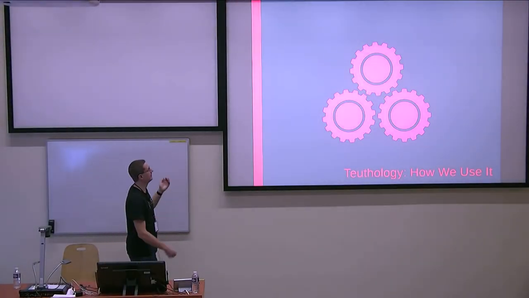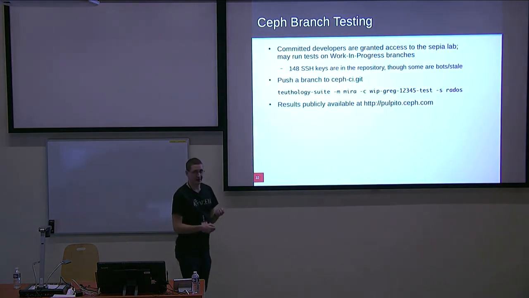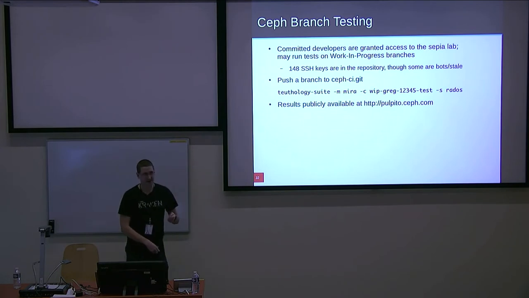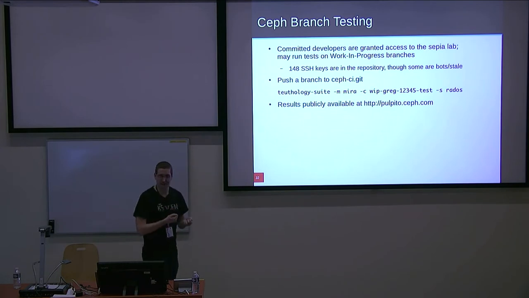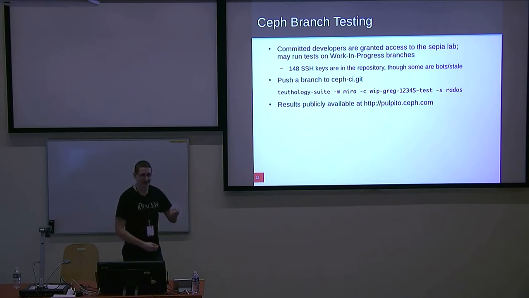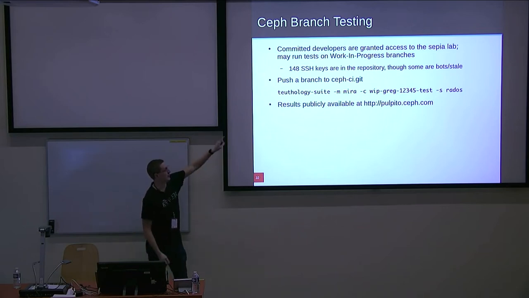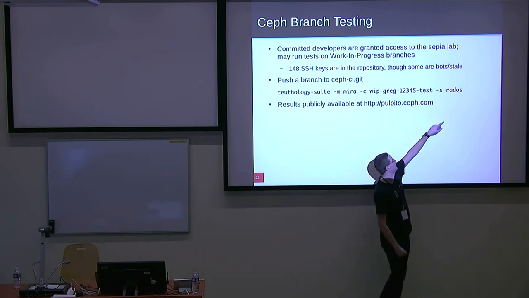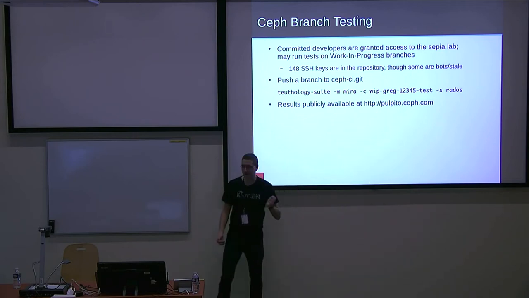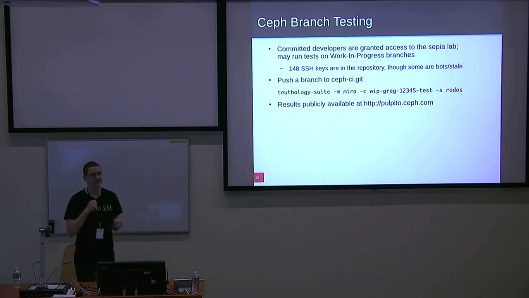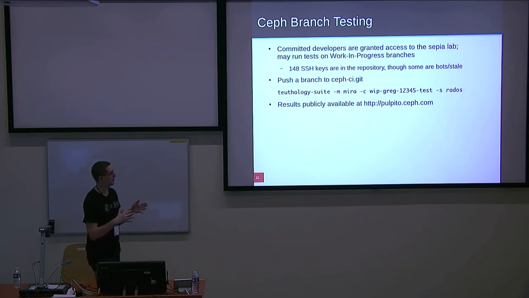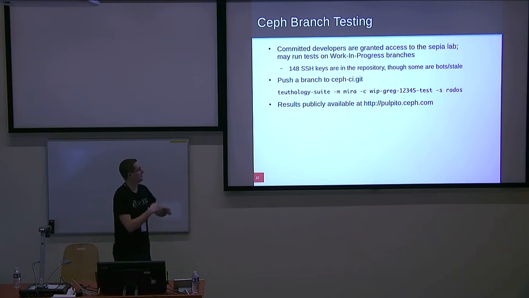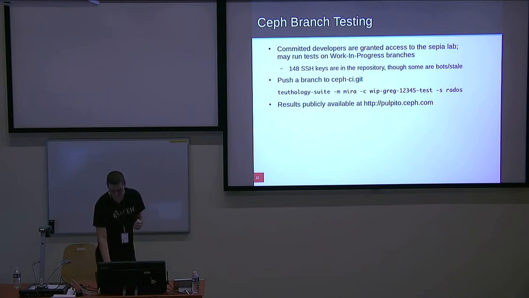So here's how we use it. First of all, developers are granted access to the lab, so they can run tests on work-in-progress branches as they're building up new features. We can push a branch to a special cephci.git repository on GitHub, and it gets automatically turned into Ceph packages. Then we invoke the teuthology suite command, saying, all right, I want to run on this set of machines the Rados suite against my branch Greg 12345 test. That sends off all the jobs in the Rados suite into Beanstalk, and it churns through them, and the results get posted publicly at pulpito.ceph.com, which is our test result viewer.